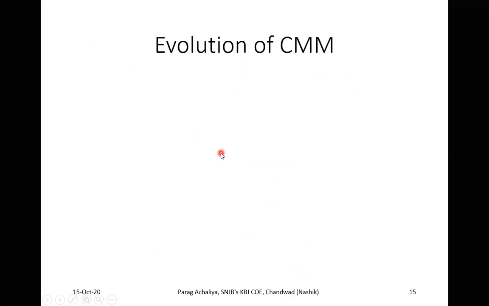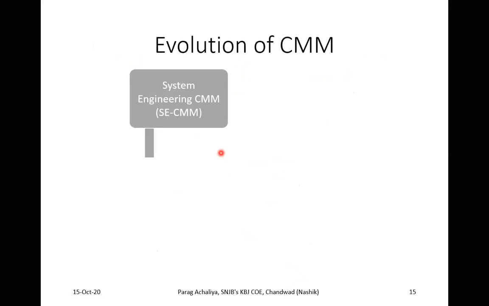Let us see the evolution of CMM. The first version was System Engineering CMM, that is SECMM. System engineering, as you might know, focuses on your complete system: how your system will be, how it is going to work, what the components of your system will be. So the initial version of CMM was SECMM, System Engineering Capability Maturity Model.